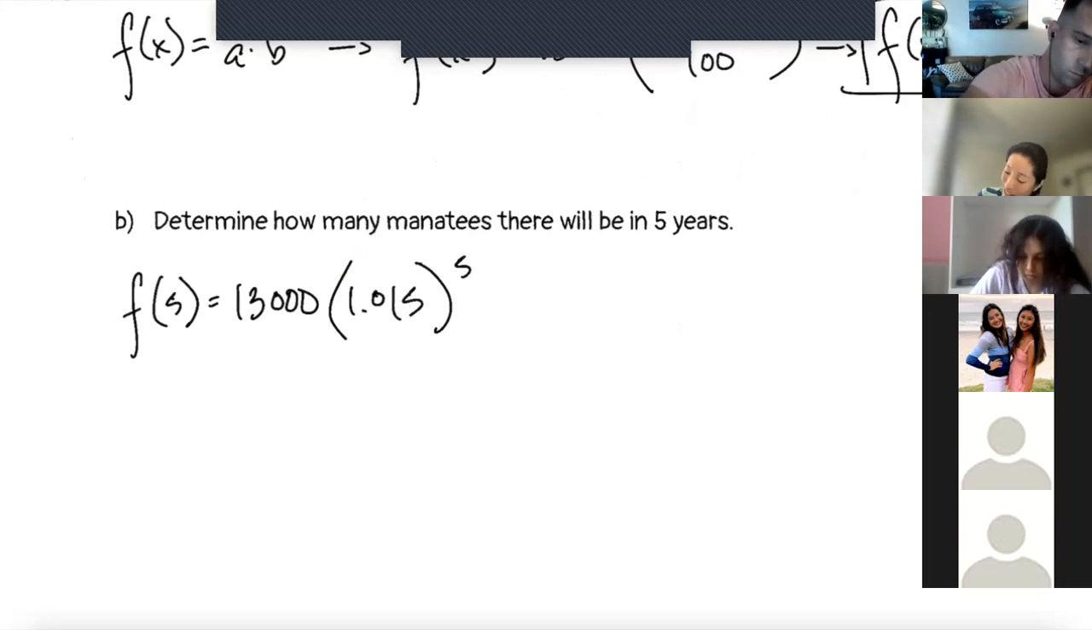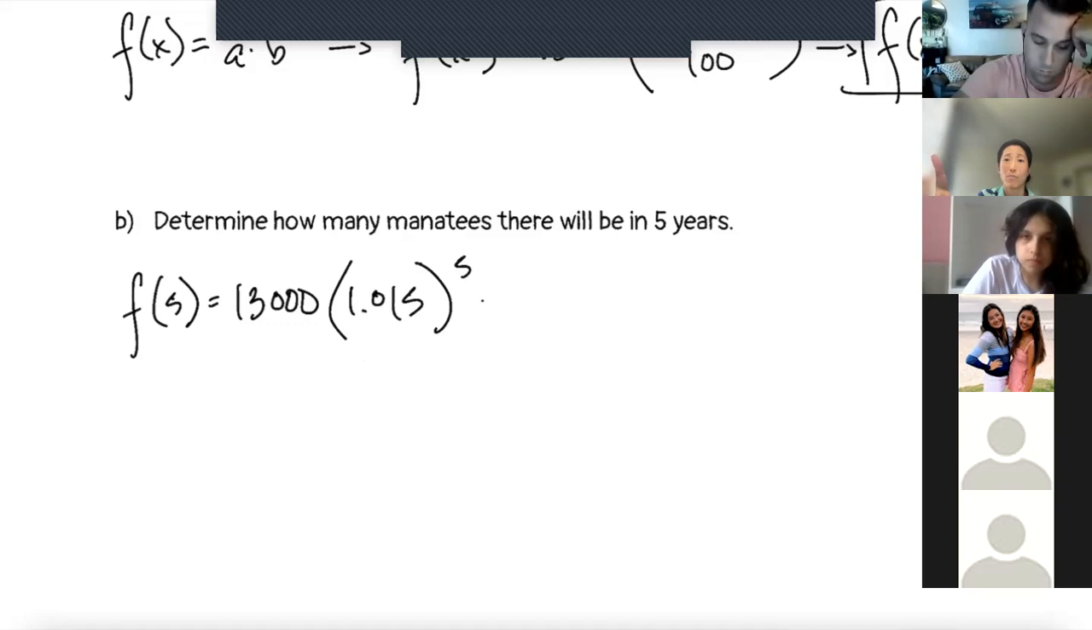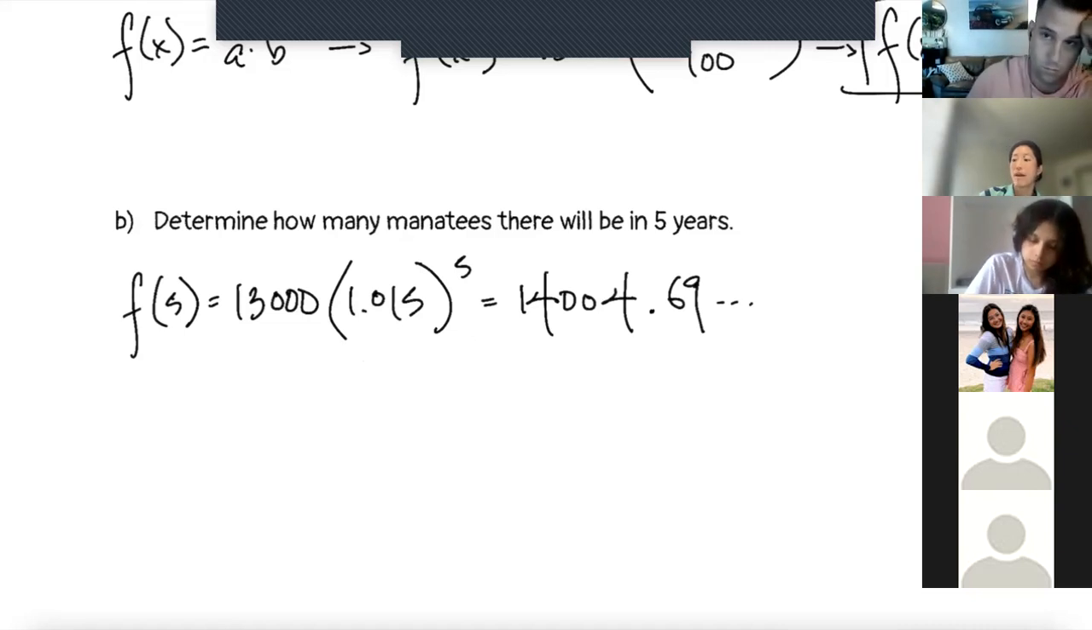And I believe that gets us to about 14,004. And if we were to write down the first few decimals, we would get like 0.6 something, something, something. Now, when we were looking at money, we knew we needed to round to 2 decimal places because it's money and we're looking at dollars and cents. What might be a good number to round to here in this context?